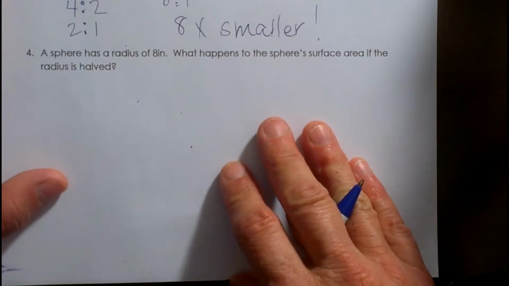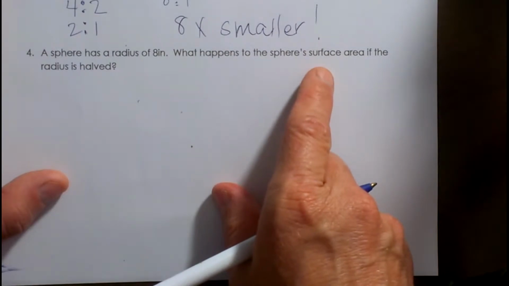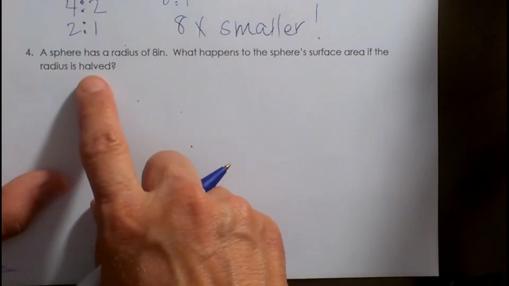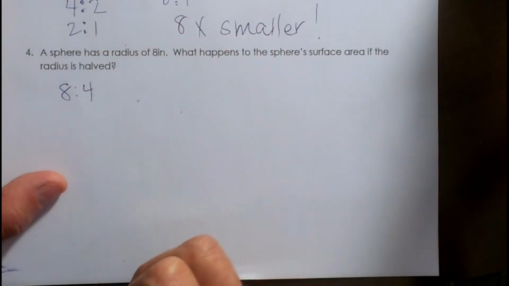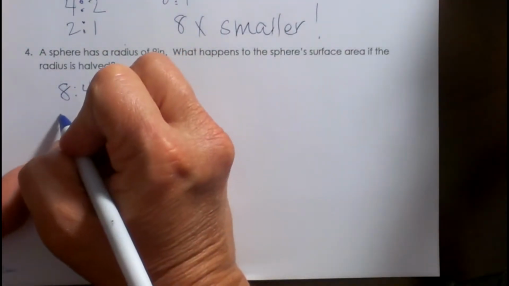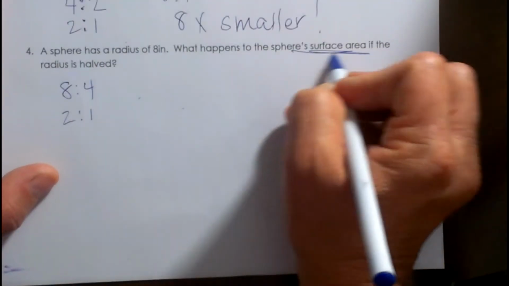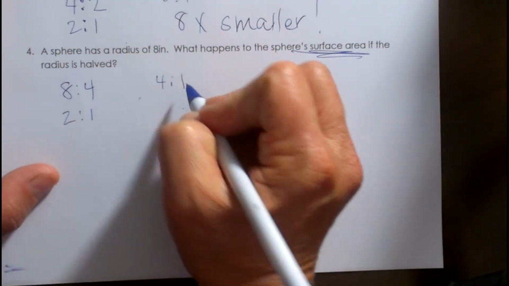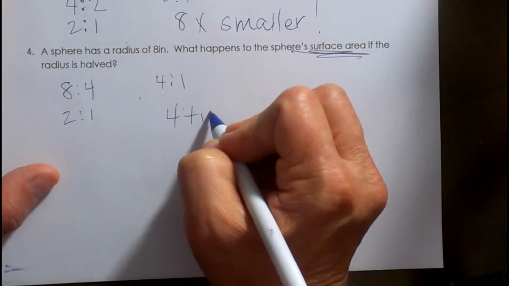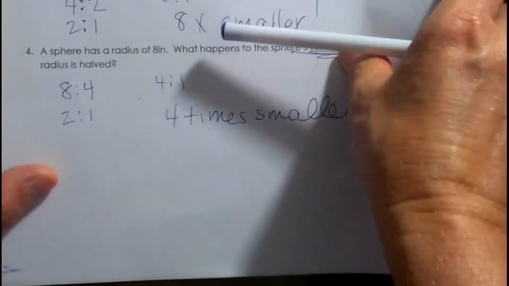Okay? A sphere has a radius of 8. What happens to the sphere's surface area if the radius is halved? Okay, so if the radius is 8, half of that would be 4. So what's the ratio there? Let's see, that's 2 to 1. It's a 2 to 1 relationship. So what happens to the surface area? Surface area, we square it. So it's 4 to 1. So it's going to be 4 times what? Smaller, because it's getting smaller. Okay, hope you're kind of catching on to those ratios. It shouldn't be too bad.